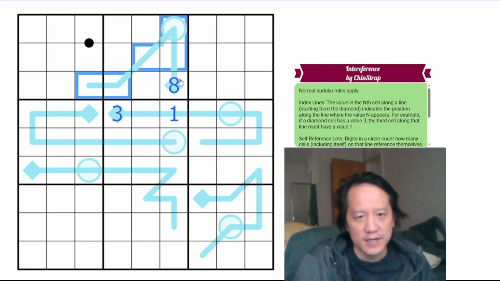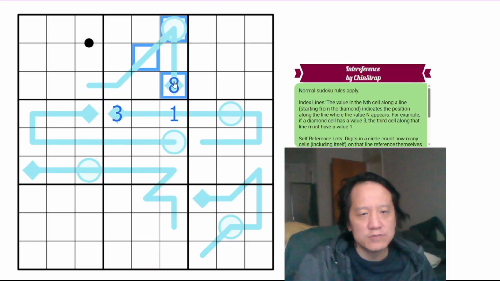So basically, you can only index as far as the line is long. Since this is 6 in length, you cannot index past 6 anywhere along the index line. So those are examples of how index lines work.